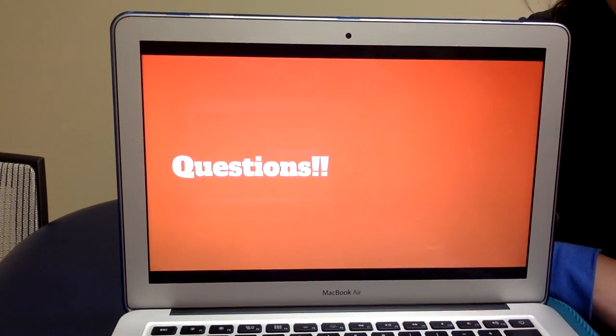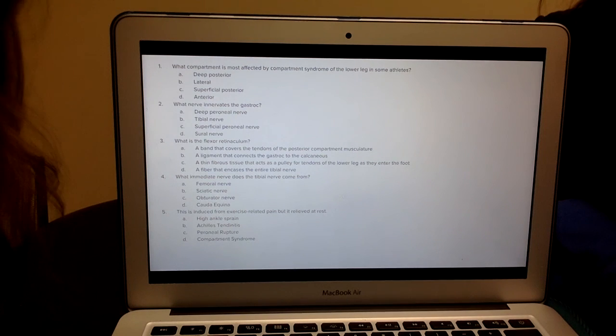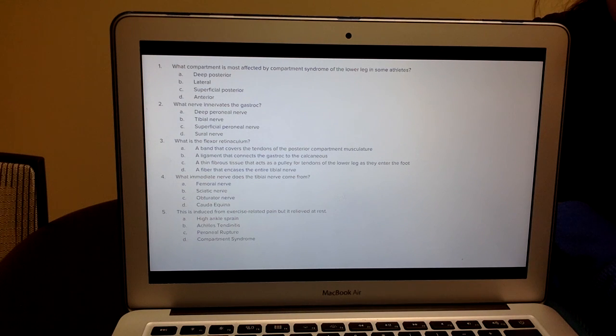And then now we have questions. So question number 1, what compartment is most affected by compartment syndrome of the lower leg in some athletes? A, is it deep posterior? B, is it lateral? C, is it superficial posterior? Or D, is it anterior? And the answer for that one is D, which is anterior.